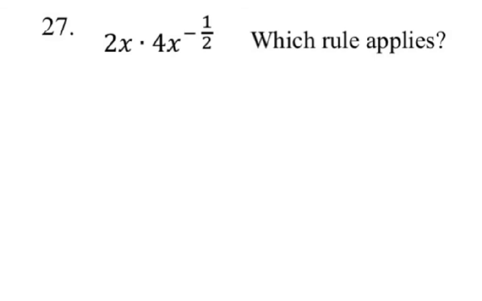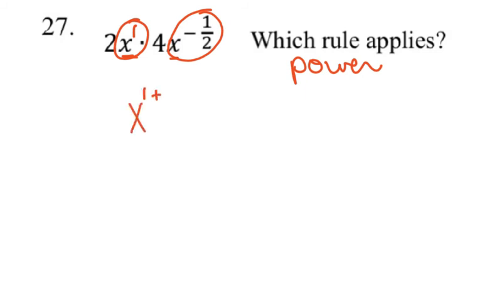Okay, number 27, which rule applies? Well, since I have the same base on my variables, and this is x to the first power, I'm going to take this times this, which my power rule says that I do what with my exponents? I'm going to add them. So I'm going to have x to the first plus negative 1/2. And of course, I'm just going to take the 2 times the 4. So that gives me 8x to the 1 plus negative 1/2, which is 1/2.